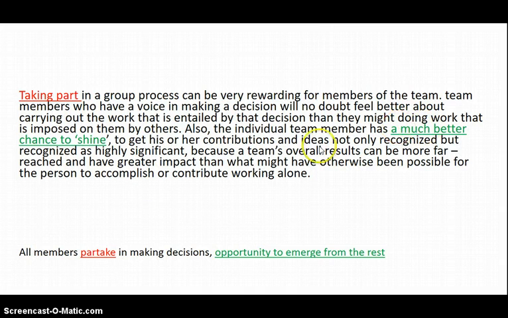And then, instead of a much better chance to shine, I've put opportunity to emerge from the rest. So a chance is the opportunity. To shine means to emerge, where you are seen as different to all the other members in a good way. So opportunity to emerge from the rest. And that's how I've used my paraphrasing.